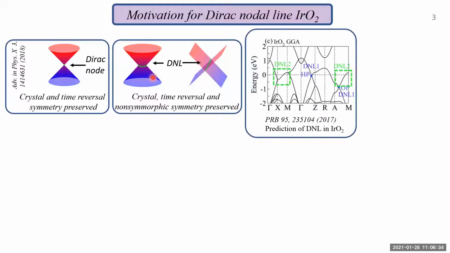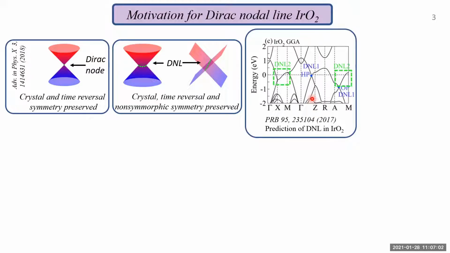In 2018, it was predicted that iridium oxide, ruthenium oxide, osmium oxide, and various rutile oxides would host Dirac nodal lines. And there are different types of Dirac nodal lines, type 1, type 2. Based on the location and type of these Dirac nodal lines, they can actually contribute to spin Hall conductivity.